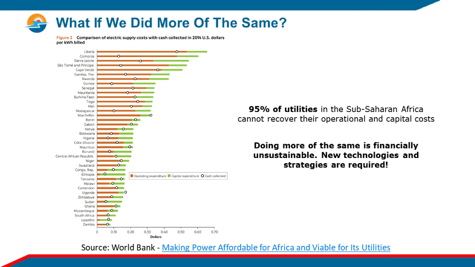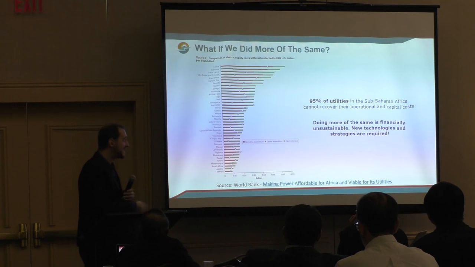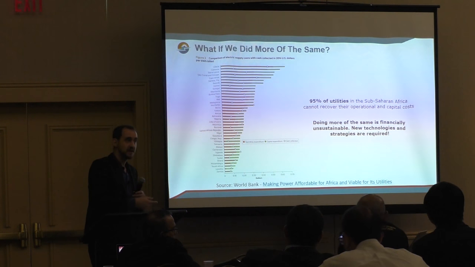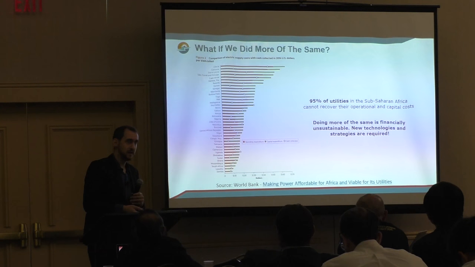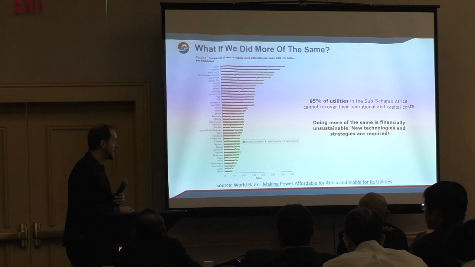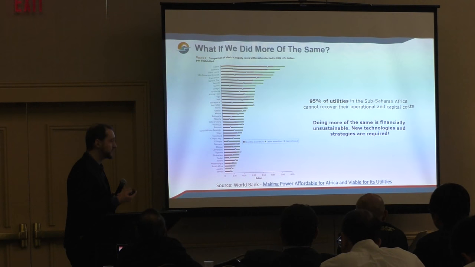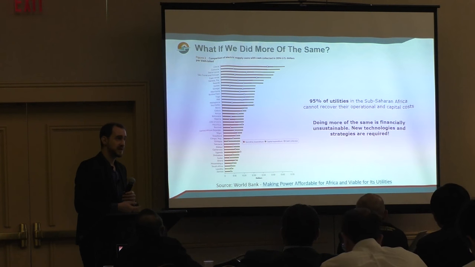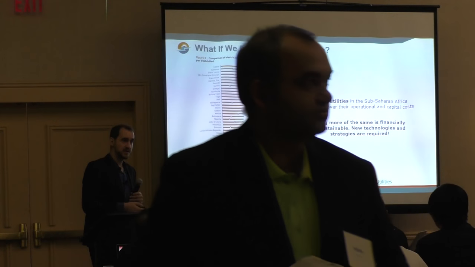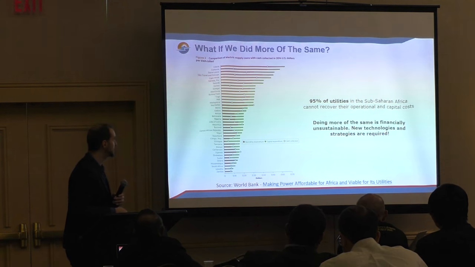And you can see that out of the, I believe, 27 sub-Saharan African utilities, there are only two, the Seychelles and Uganda, that are actually able to cover their expenditures. That means 95% of them are losing money on every single kilowatt hour that they are selling. That is an extremely bad business model. This can be sustained for a while. They can be bailed out by the governments, but this does not cover scaling. So what if we did more of the same? It would be financially unsustainable. And once again, there is a need for new technologies and new strategies to increase deployment.